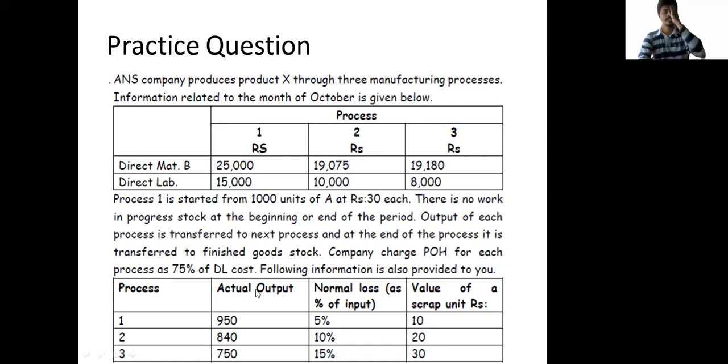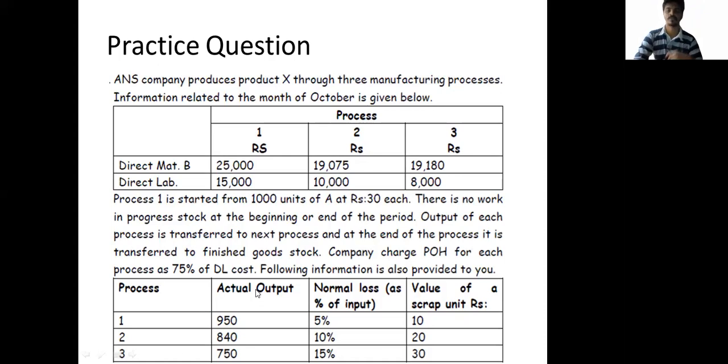The following information is also provided to you. Process 1 actual output 950, normal loss 5% of inputs. Process 2 actual output 840, normal loss 10% from input. Process 3 750 output, 15% of input. Inputs are the normal loss. Then all three cases have scrap selling values too.